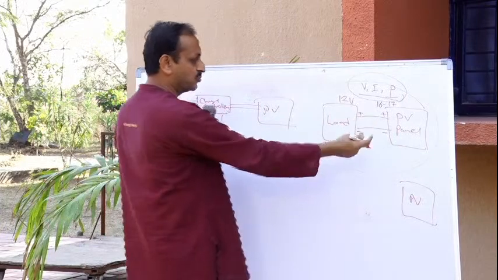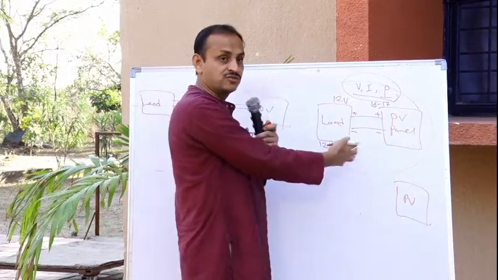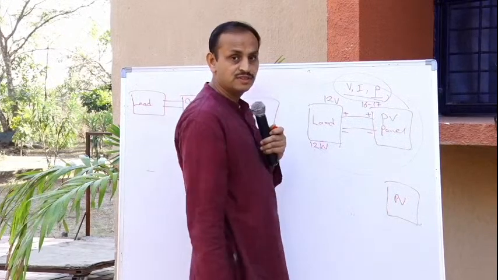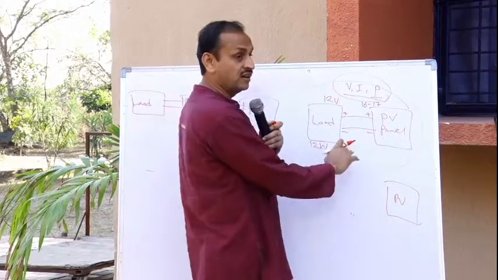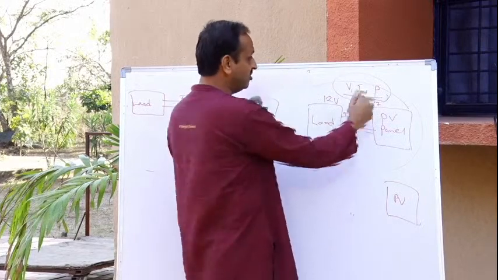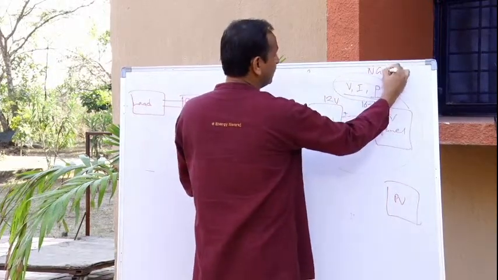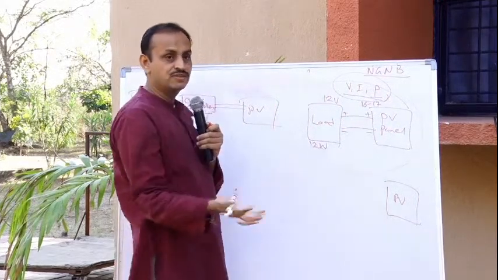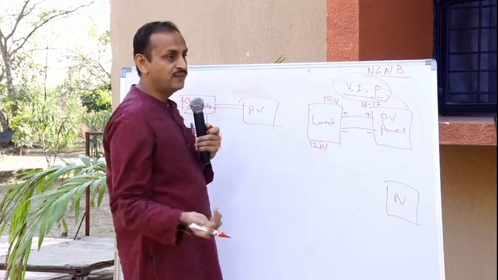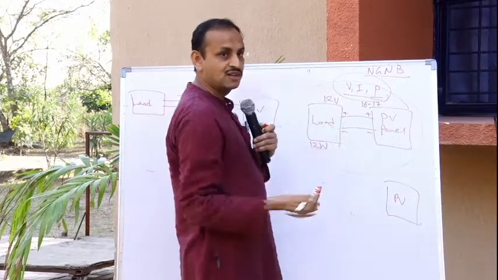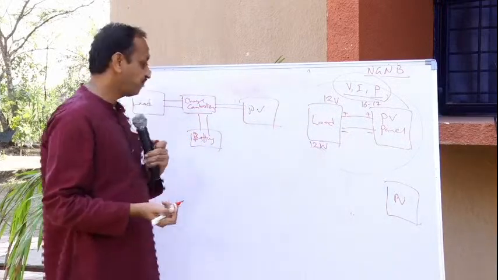This is the simplest possible system, and by the way, this works very well. In one of our projects in Harda district, Madhya Pradesh, we have powered 350 Anganwadis with this. So we call them NGNB systems. No grid, no battery, solar system. The advantage is they are very cheap. There is no battery, nothing to maintain. The disadvantage is the load is going to fluctuate, which is okay many times.